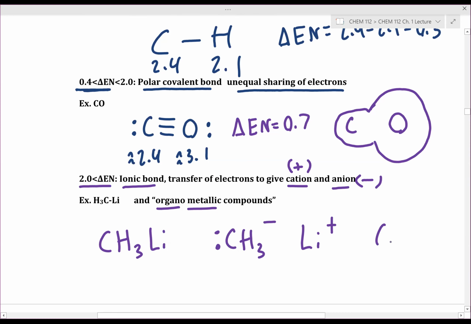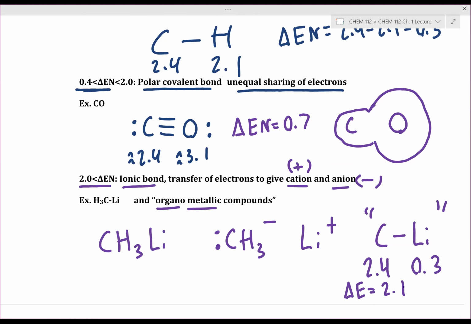So let's look at a carbon-lithium theoretical bond here. Carbon's electronegativity is approximately 2.4. Lithium's electronegativity is approximately 0.3. This gives us a difference in electronegativity of 2.1. So we've crossed the threshold. There's no longer even a remote sharing of electrons. And based on our electronegativity values, where is the entirety of the electron density in this bond going to lie?